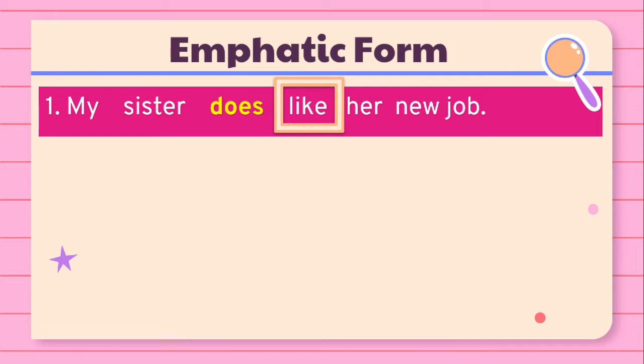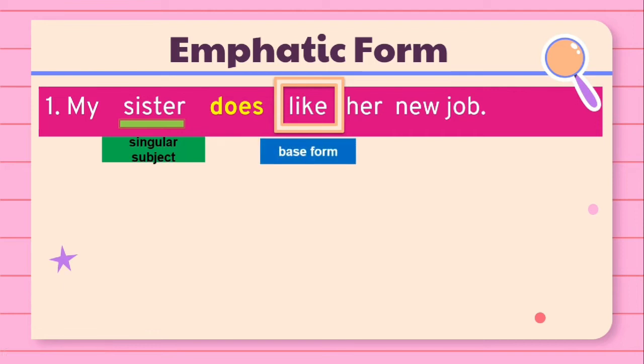So why do we use does in our sentence? Simply because our subject is singular. Our subject here is sister. So for our sentence pattern, you have to remember that you should have here a singular subject followed by does, and then your verb should be on its base form.